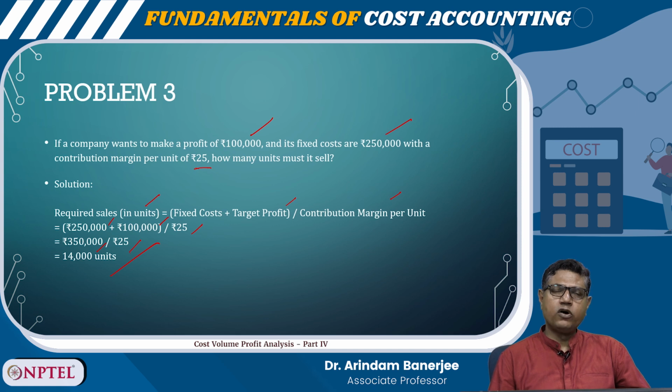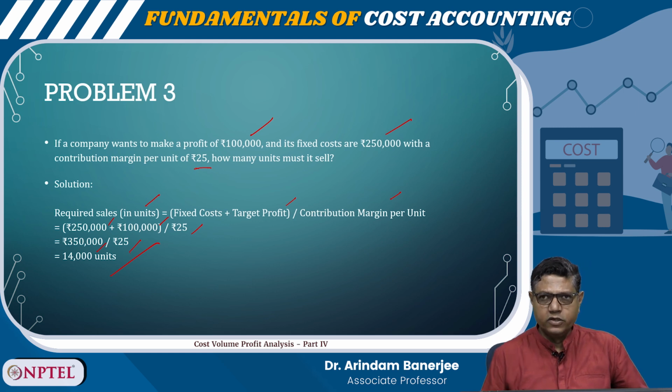There are, however, a few costs which are semi-variable costs, which are partly fixed and partly variable. So, these costs change with the change in production units, but not proportionately. Okay. So, we are going to the next example.